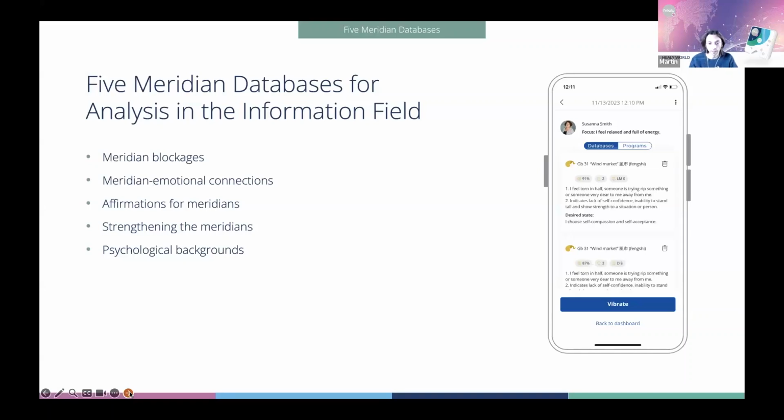Same goes for meridian emotional connections. Same goes for affirmations for meridians. Same goes for strengthening of meridians. So every meridian needs a different theme, a different content to be analyzed in a proper way. And then you also have psychological backgrounds. This is a general database, but analyzed very specifically for the incoherent meridian and for the most relevant 2 acupuncture points. So it's a very specific thing.